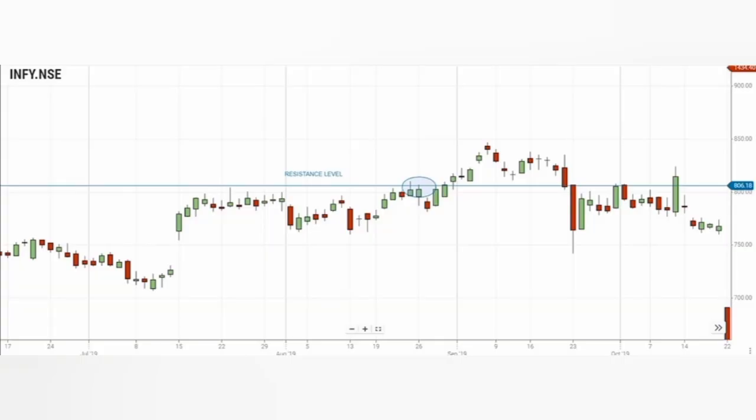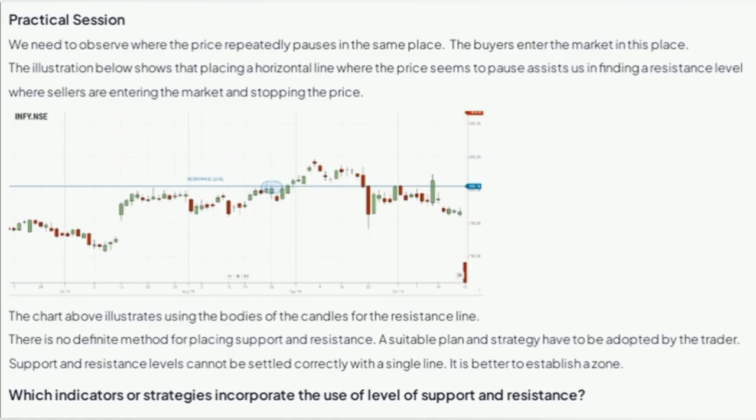Traders need to adopt a suitable plan and strategy for effective implementation. Support and resistance levels should not be determined with a single line. Establishing a zone is more effective. Practical session. We need to observe where the price repeatedly pauses in the same place. The buyers enter the market in this place.